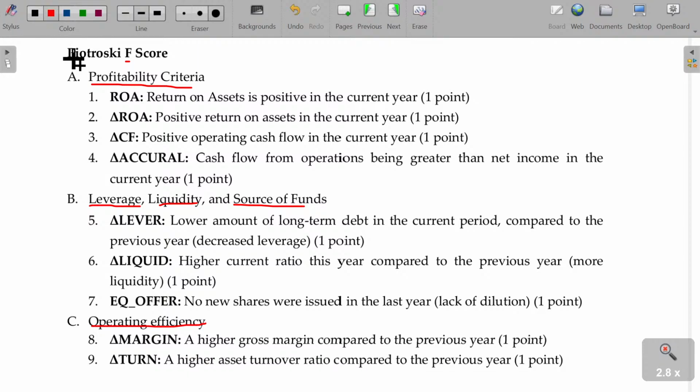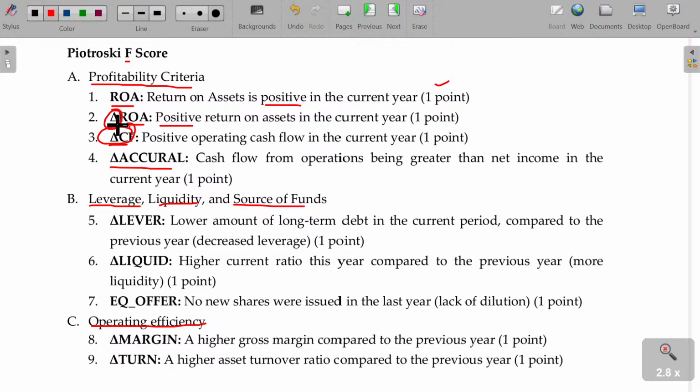Let me now go for return on asset, change of return on assets, change of cash flows and change of accruals. The return on asset is nothing but, with total assets being 1 lakh and your profit being 10,000, it means 10%. If the return on asset is positive, give 1 point. And you need to compare the return on assets of the current year with last year. This represents change. If ROA this year is higher compared to the previous year, then it is called positive.